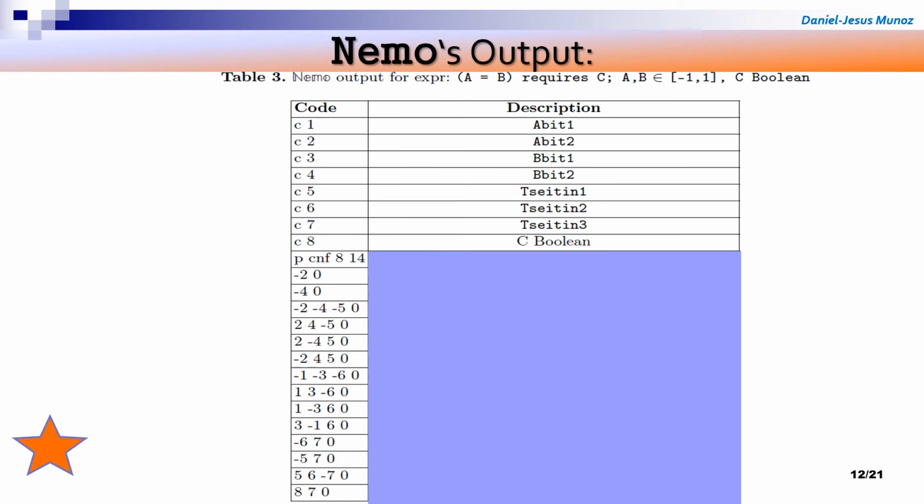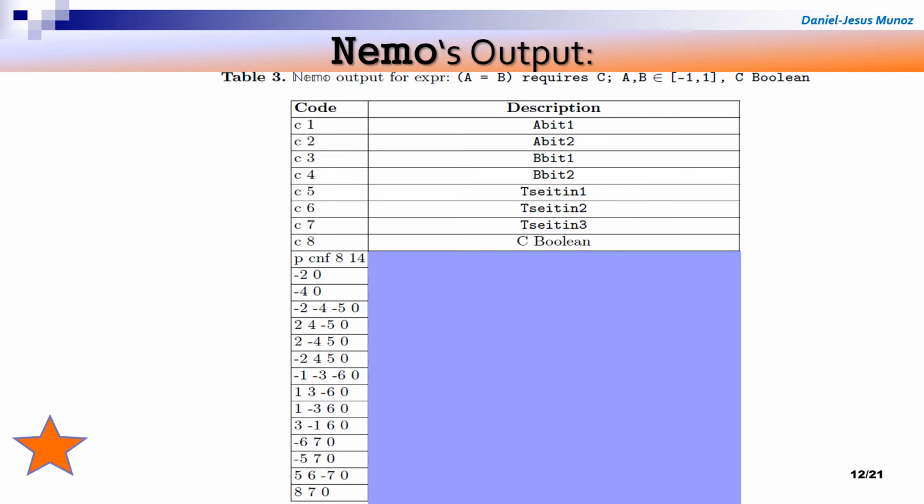Now I present the output of Nemo. That's the DIMACS file I was talking about in previous slides. For this example, I decided to use a simpler constraint, just size-wise. This one is numerical feature A equal to numerical feature B requires Boolean feature Z. And A and B just go from -1 to 1, so we just need 2 bits for each.